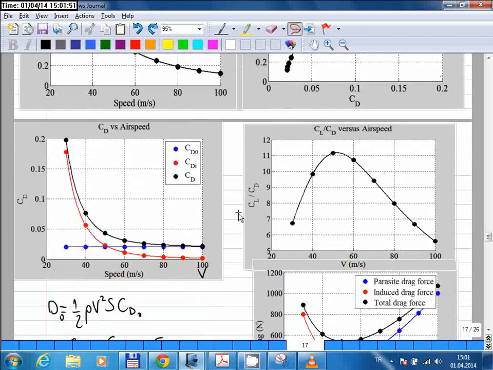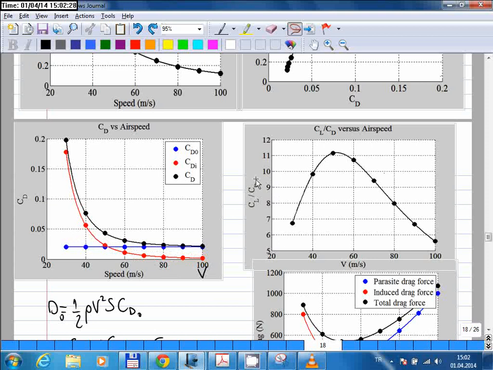So if you put these CL values into the induced drag coefficient, you get these red points for the induced drag coefficient. If you look here, at lower speeds, the induced drag coefficient is much larger than the parasite drag coefficient. And at a certain speed, they become equal to each other. And above that speed, the induced drag coefficient becomes smaller than the parasite drag coefficient. So this is pretty typical for all conventional aircraft.